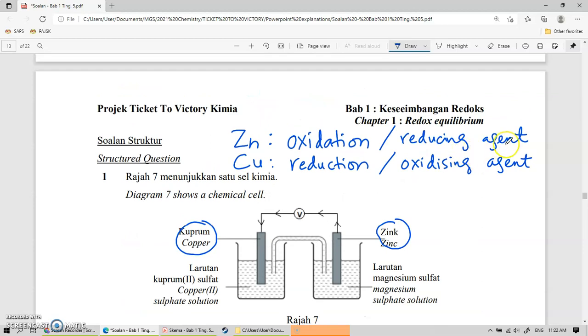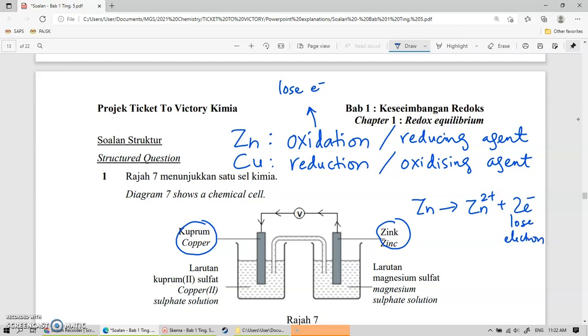Okay, so let's write the half equations for both of these oxidation and reduction reactions. We have learned that for oxidation, the substance loses electrons. So we write down zinc loses electrons and becomes a positive ion. It loses electrons because zinc goes through oxidation. Therefore, there will be a lot of electrons released around the zinc electrode. Therefore this zinc will be the negative terminal, and that makes copper the positive terminal.